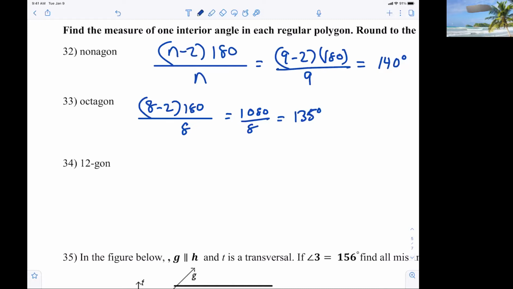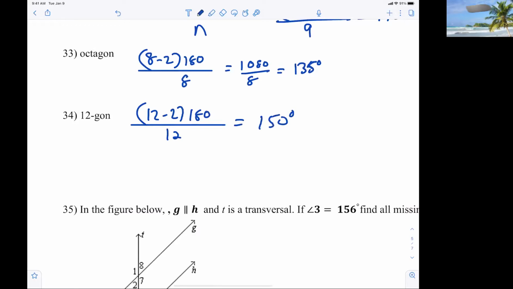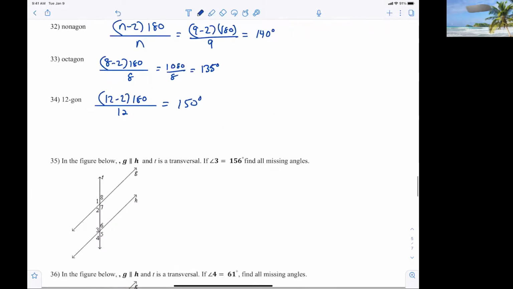I wish you would. All right, 12-gon, also called a what? Who remembers what a 12-gon is called? Dodecagon. Yes, dodecagon. So, Luca, go. Tell me what to do. And 150 degrees. Brilliant. Brilliant. All right, here we go.